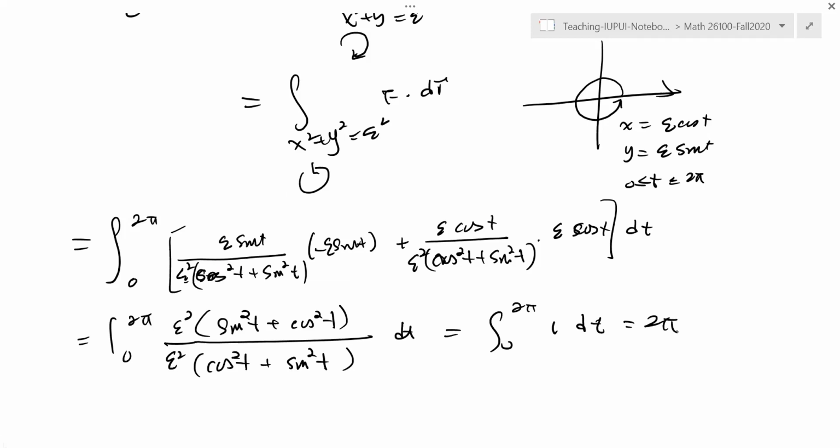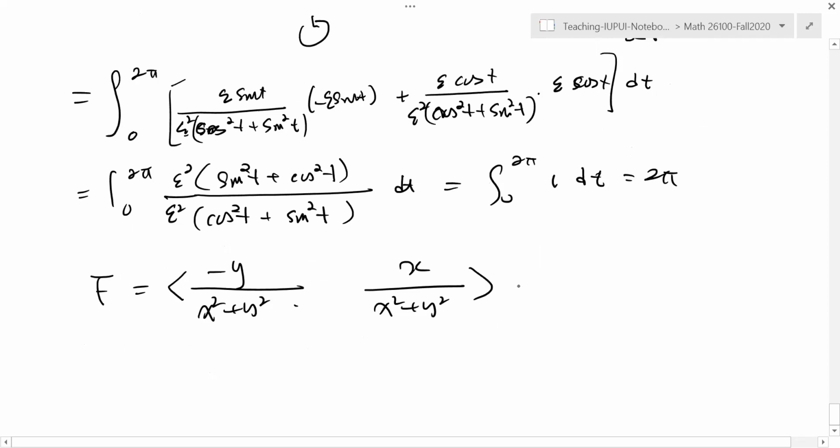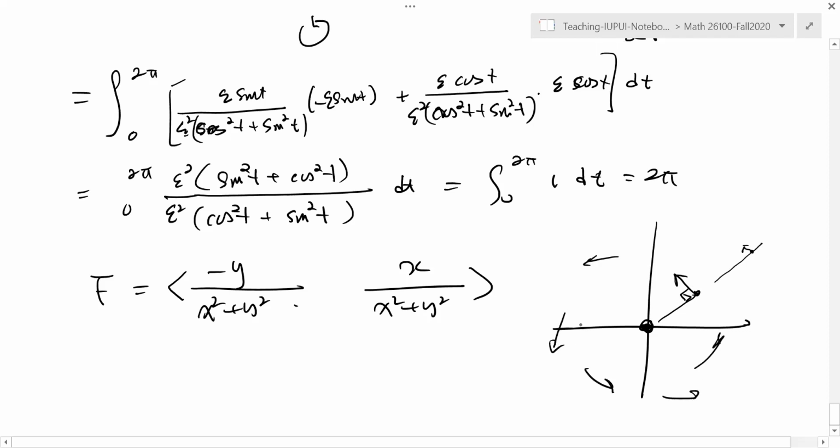This is a very interesting phenomenon. If you have a vector field, negative y over x squared plus y squared, x over x squared plus y squared, how do you describe this vector field? It's not defined at the origin, and at every point this vector is perpendicular to the radius. But the vector is getting shorter and shorter as the point gets farther from the origin. So it's going around.